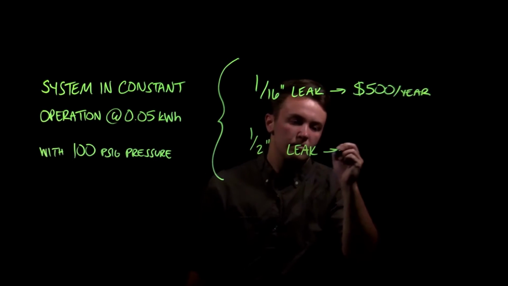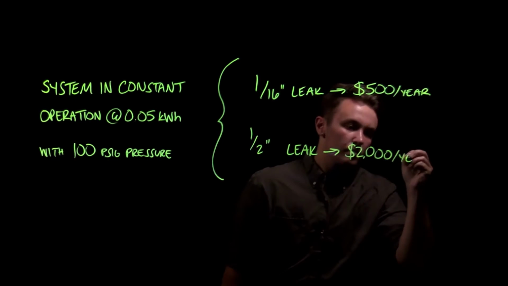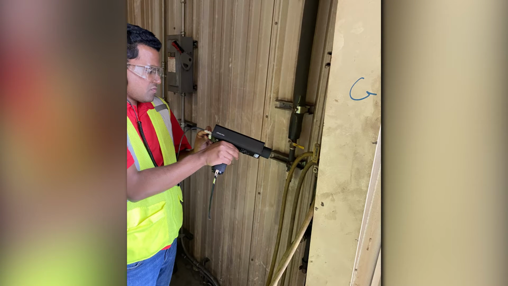A $100 per year sized leak cannot be heard or felt. A $300 per year sized leak can be felt but not heard. This is why the use of an ultrasonic leak detector is recommended to locate as many leaks as possible and fix them in a timely manner. Note that leak detectors cost between $1,000 and $3,000, depending on the features.